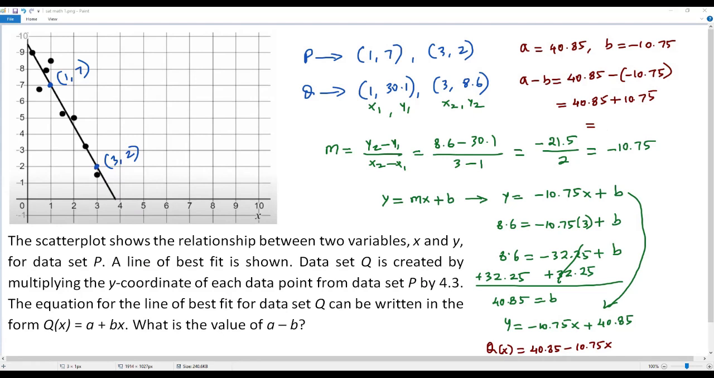So that is 40.85 plus 10.75. When I add them, I am getting 51.6. Here I got the value of the expression a minus b, that is 51.6.